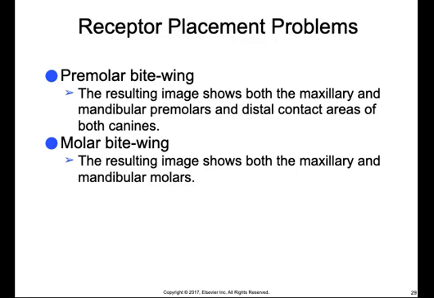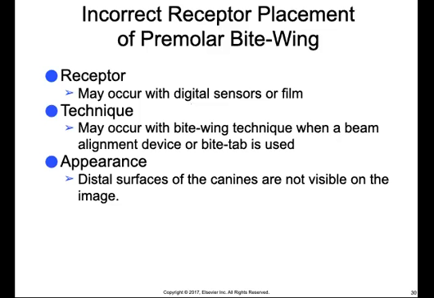To ensure that the distal surfaces of the canines are shown on the resulting image, the receptor must be positioned so that the front edge of the receptor is aligned with the midline or the middle of the mandibular canine. So if you have incorrect receptor placement of a premolar bite wing, this can occur with a digital sensor or film, and it can also occur with bite wing techniques when a bite wing alignment device or bite tab is used. And the appearance will give you distal surfaces of the canines that are not visible on the image.